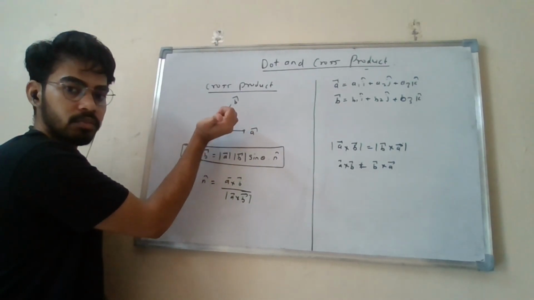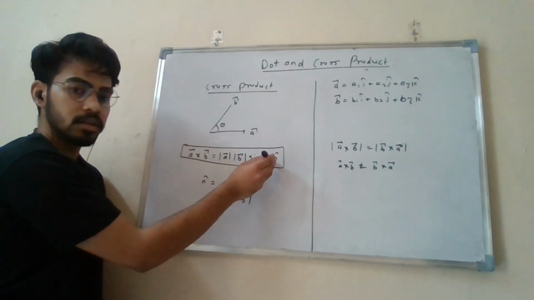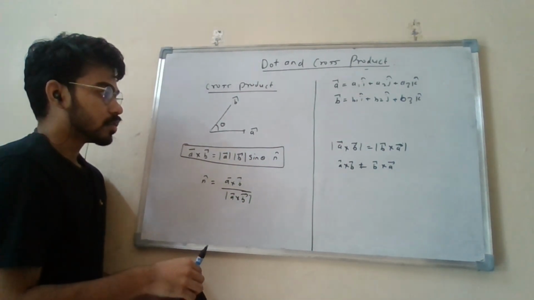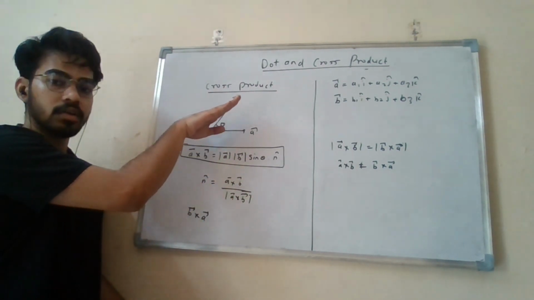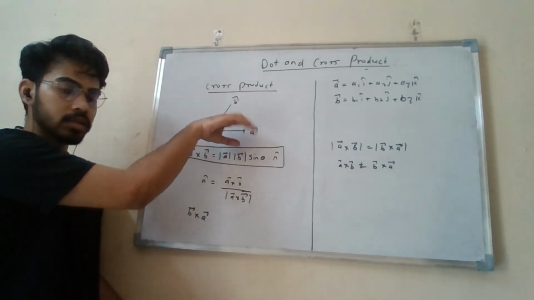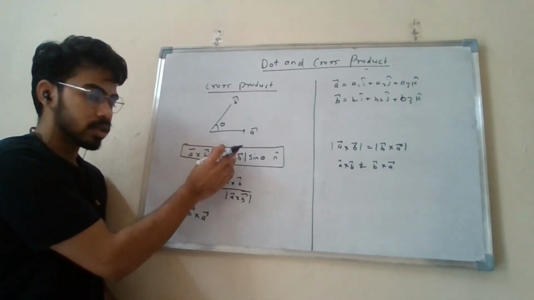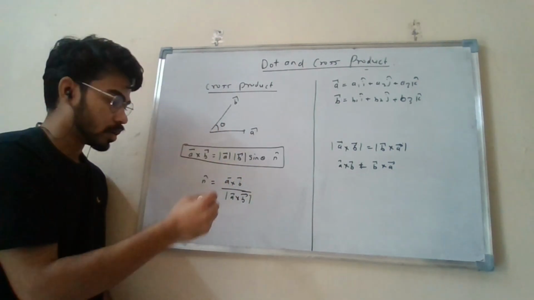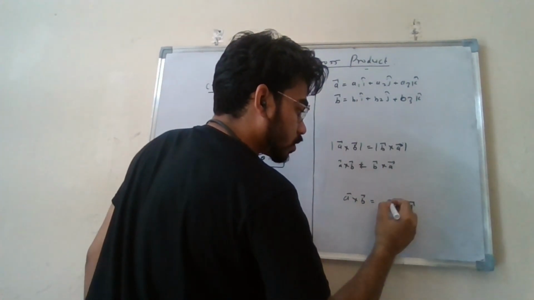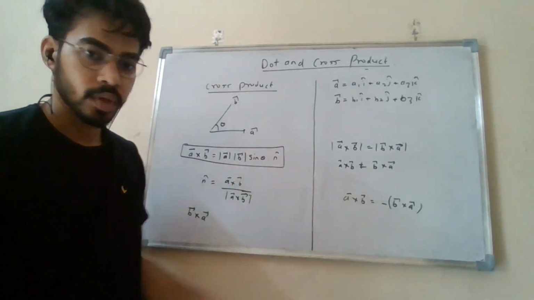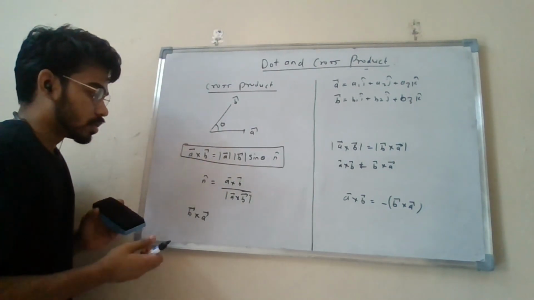Then my thumb points in this direction, perpendicular, which I consider as n cap. If I have to find b cross a, then I place my right hand over b and curl towards a, and then my thumb points towards this direction. That means if a cross b is there, then b cross a has the opposite direction. These two are opposite vectors, meaning a cross b is minus of b cross a. Okay, so this is a very important point.